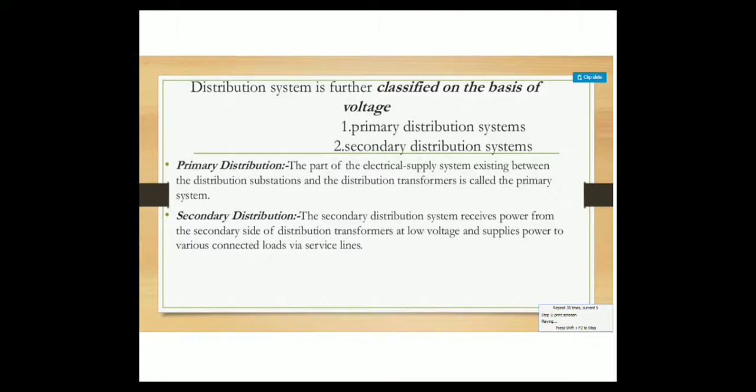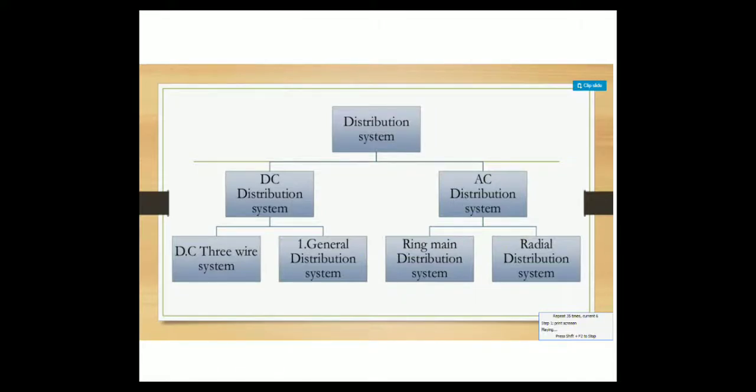There will be different types of voltage that I am applying, AC, DC, whatever it may be. Depending upon that, the overall distribution systems are classified into primary and secondary. Primary distribution system means the power is distributed between substation and transformers. Coming to the secondary distribution system, here the power is distributed between transformers and loads. This is the general classification of a distribution system depending upon the supply given.